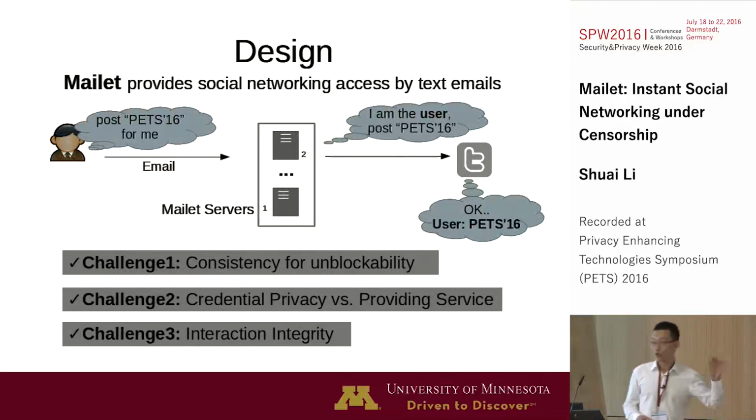So we address three challenges. The first challenge is consistency. In our email, we don't encapsulate the network traffic. We just write down the messages we want to post or the IDs of the retweets. We write it down in the email directly.